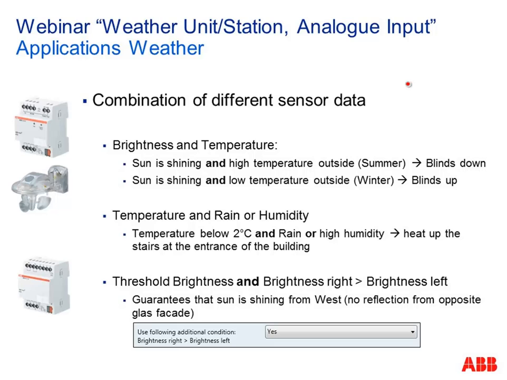Very often in such a KNX weather solution, we have different sensors integrated. We will see it later on with the weather unit, where it's standard. So it's possible for us to combine different sensor data, to compare something, to create an end solution, for example, a logic, and then to take action if something happens. For example, you can combine brightness and temperature, so outside brightness, outside temperature. Sun is shining and high temperature outside, typical summer situation. Run the blinds down, for example. It could be a solution.